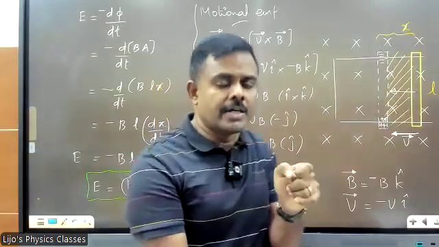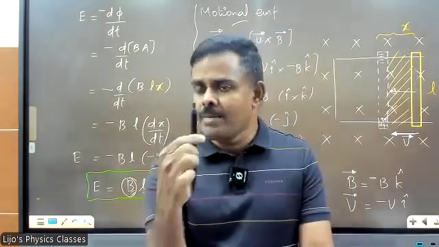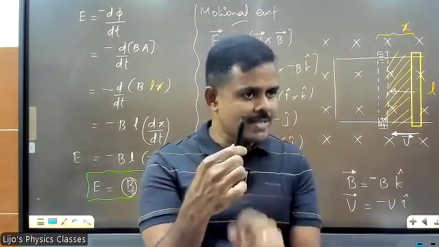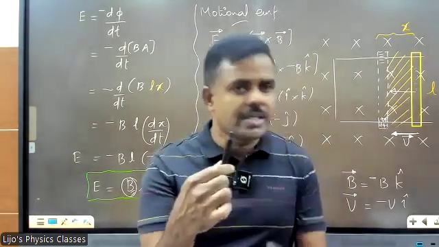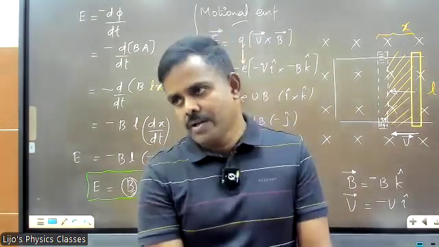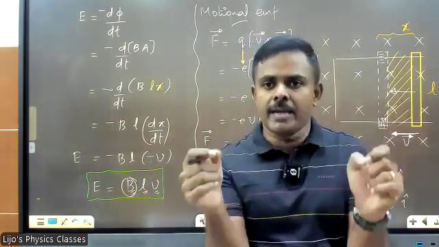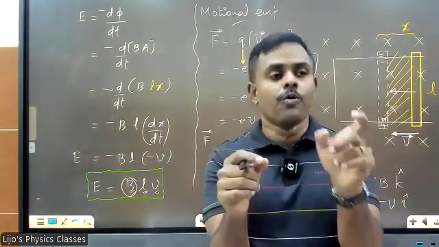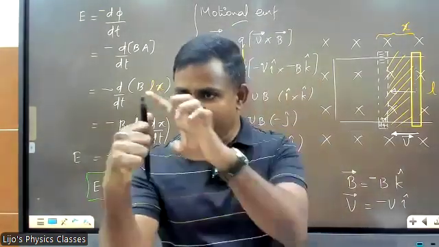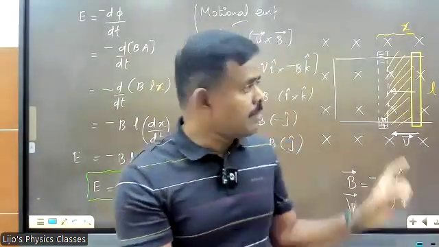So in simple words, what is motional EMF? Whenever a conductor is moved in a magnetic field, one end becomes positive and the other end becomes negative. Got it? This creates an EMF. This EMF is known as motional EMF. Or, if you are writing it in a much simpler way, generation of an EMF on a conductor when it is moved in a magnetic field. That is called motional EMF.